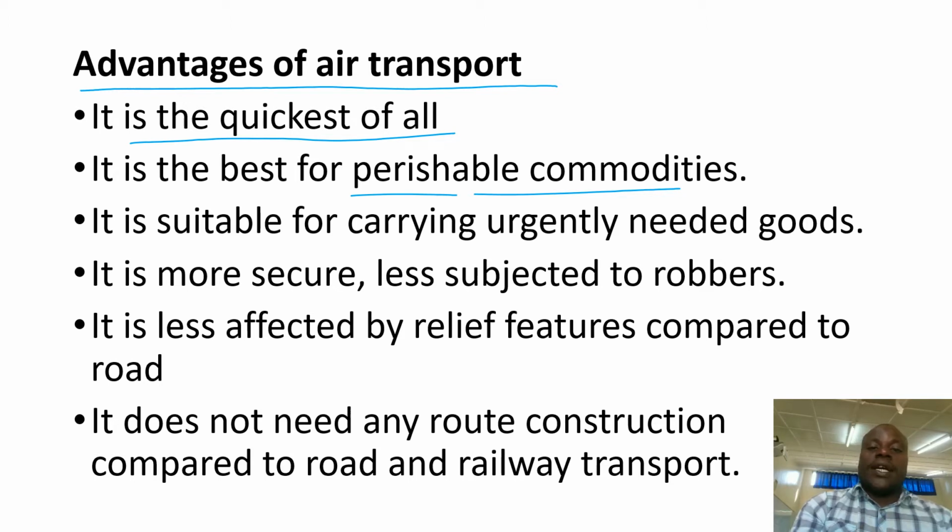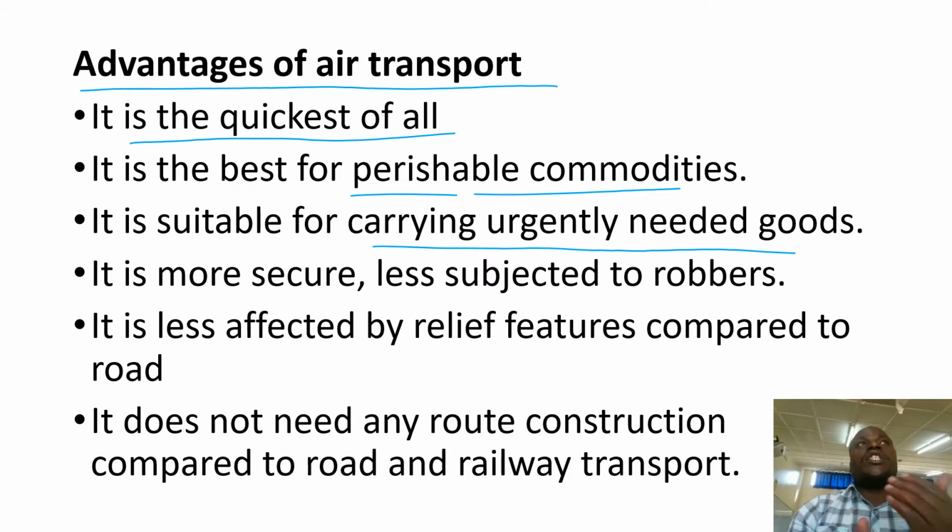It is suitable for carrying urgently needed goods. For example, letters, medicine, and blood can be easily transported by air. That's why in Rwanda we have these drones transporting blood from one hospital to another. It is more secure and less subjected to robbers if you compare it with roads. People who hijack aeroplanes are few compared to those who disturb vehicles on land. The mafias are very few.